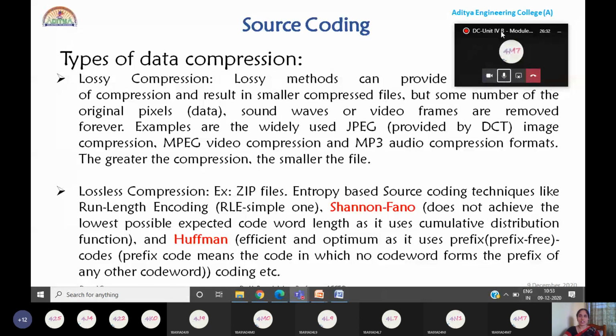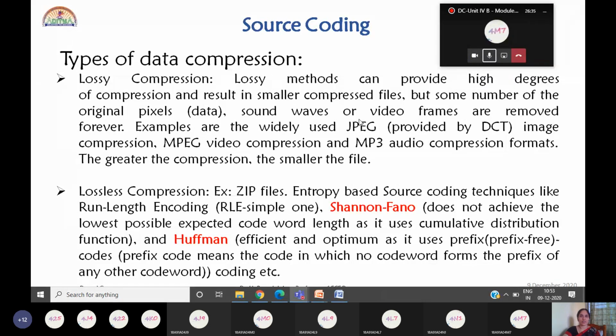So coming to the source coding techniques, there are two types of data compression. As I already told you, the two are lossy compression and lossless compression techniques. In the case of lossy, some information will be lost during the compression, during the encoding. So lossy methods can provide high degrees of compression and result in smaller compressed files. But some number of original pixels, data, sound waves or video frames are removed forever.